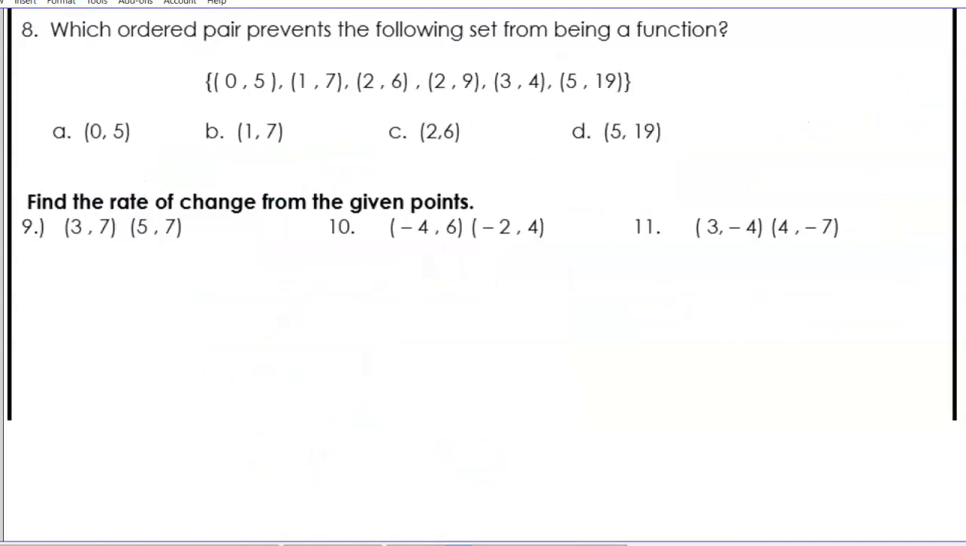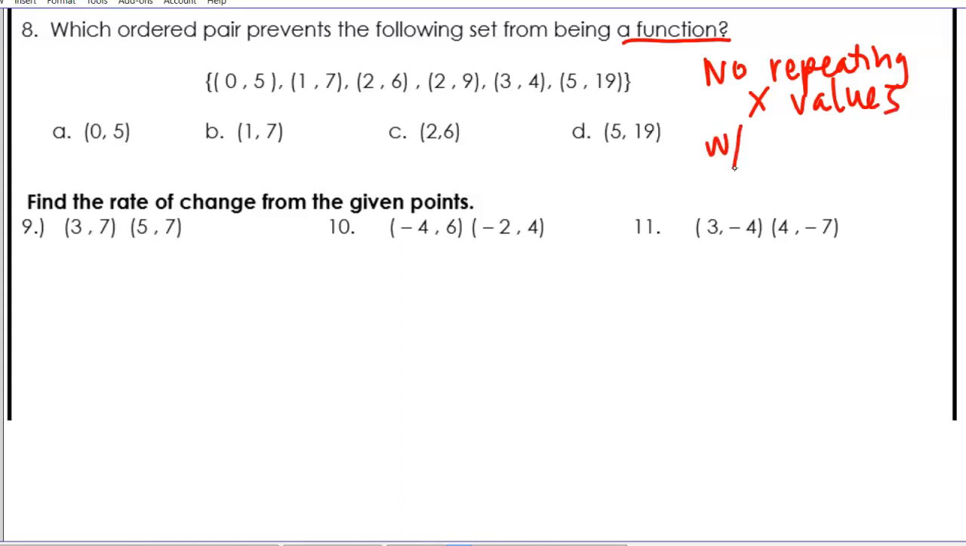Next section. Which ordered pair prevents the following set from being a function? So to be a function means no repeating x values, don't forget the second half, with different y values. So x, x, x, x, oh, there's a repeat, x, x. So this is a problem.